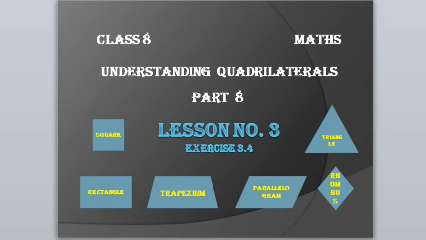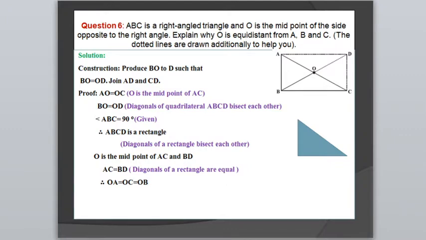Today I am going to take the maths of class 8, understanding quadrilaterals, lesson number 3, and this is the 8th part of this lesson, in which I am going to take exercise number 3.4 and question number 6. In question number 6 it is given: ABC is a right angle triangle and O is the midpoint of the side opposite to the right angle. Explain why O is equidistant from A, B and C. The dotted lines are drawn additionally to help you.